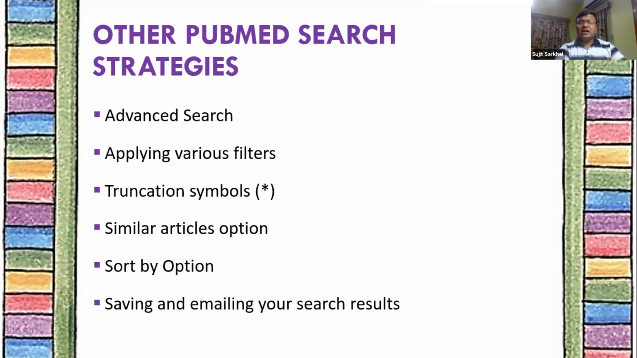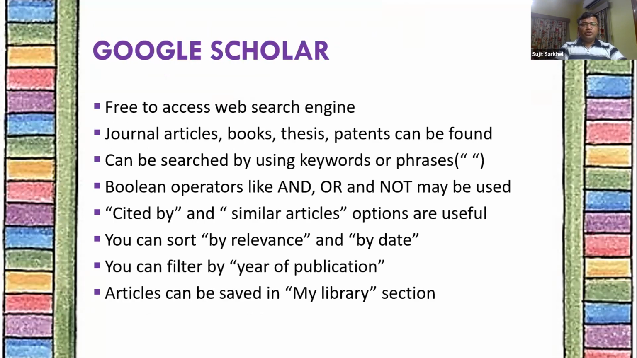Then there are truncation symbols. I'll tell you what it is about. Similar articles option, sorting by option, and also you can actually save and email your search results to yourself or to somebody, to your guide or somebody. So these are the options that you have in PubMed. So before going to Google Scholar, I will just show you how to go for a MeSH search term briefly.